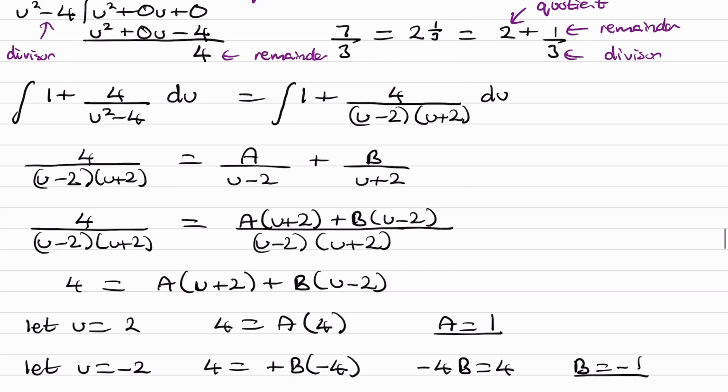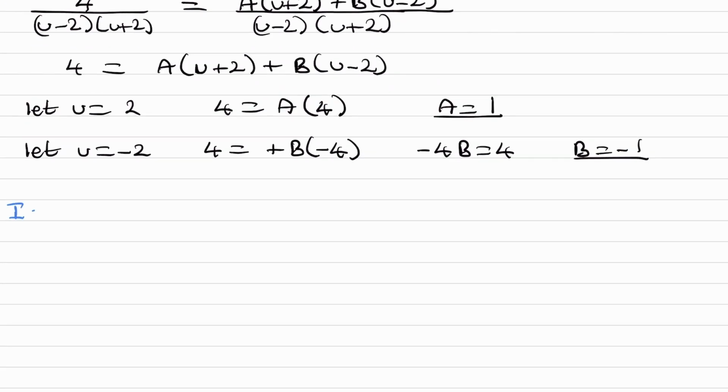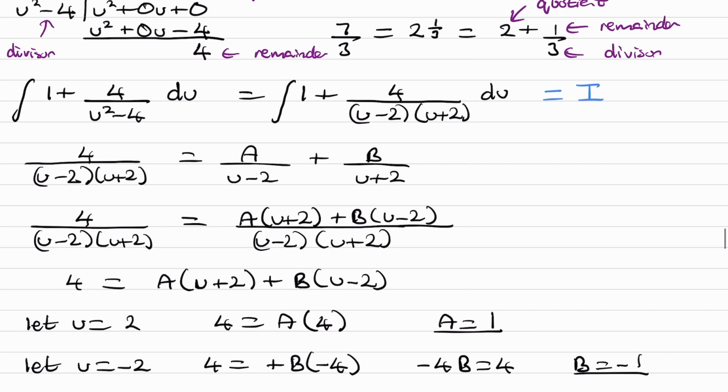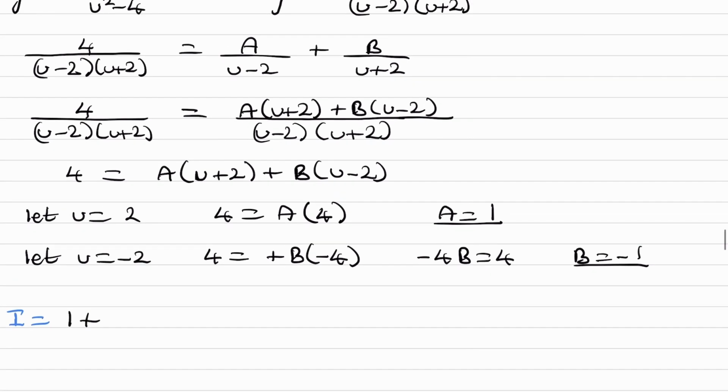So this integral, which I will call I, just to refer to it later, is now equal to, so we had 1 plus the fraction that we're splitting into partial fractions. So 1 plus, if you look back to what we have here, we replace the A with 1, so 1 over u minus 2, and then we replace the B with minus 1. So this then becomes minus 1 over u plus 2.